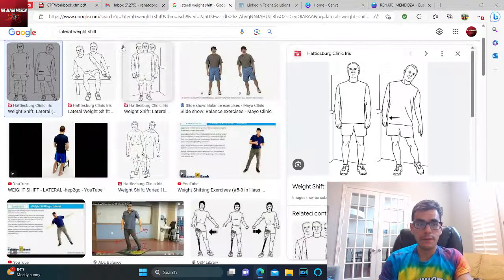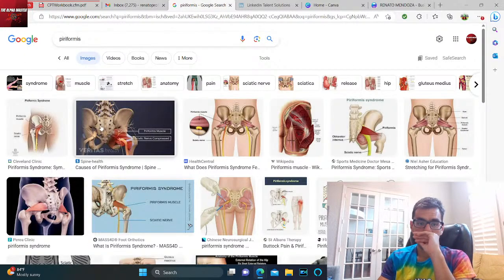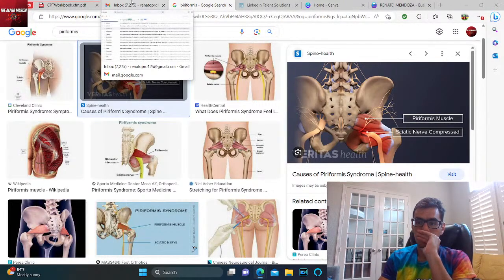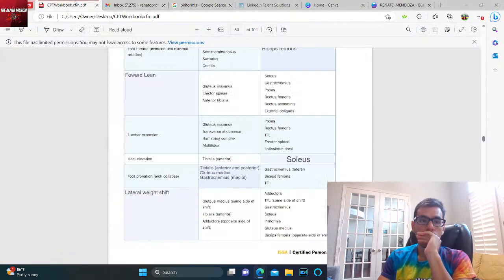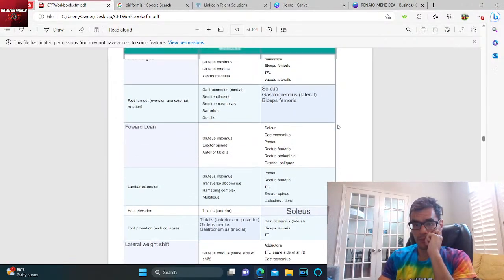The piriformis, what is the piriformis? It's going to be right here on the hips. And the biceps femoris is on the opposite side of the shift.